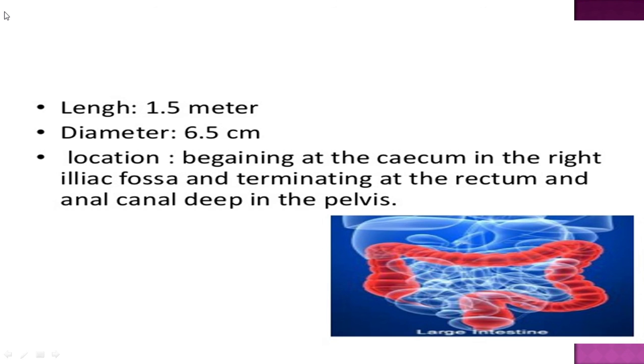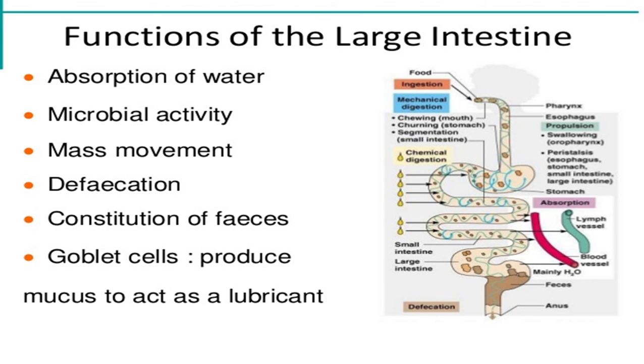This is the extra one, but it is very good to learn because you can learn it in upper classes. Length is 1.5 meters, diameter is 6.5 centimeters. Location is beginning at the caecum in the right iliac fossa and terminating at the rectum and anal canal deep in the pelvis. Functions of the large intestine are to absorb water, microbial activity, mass movement, defecation, constitution of feces, and goblet cells produce mucus to act as a lubricant.